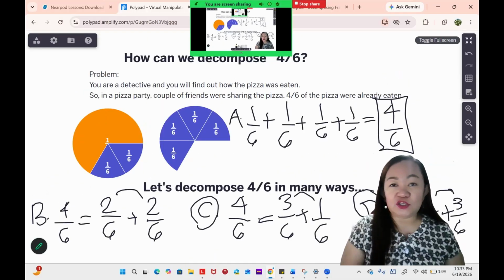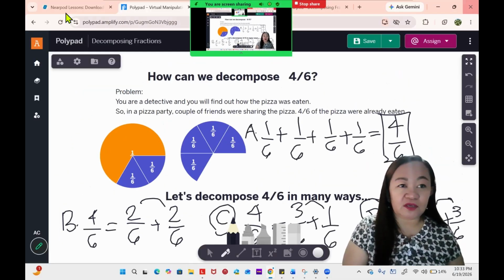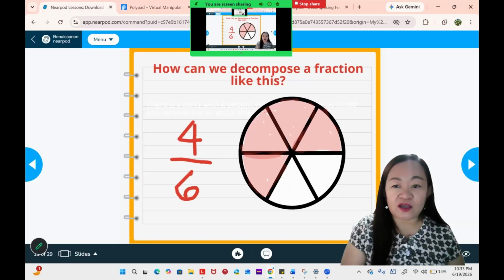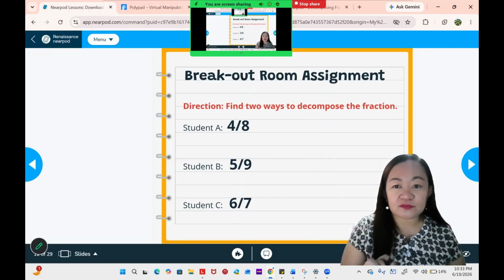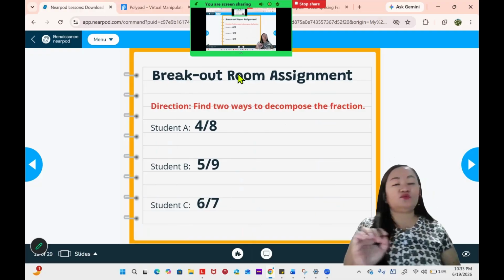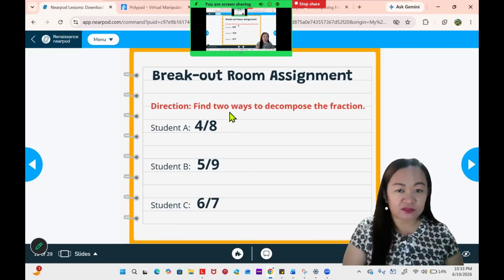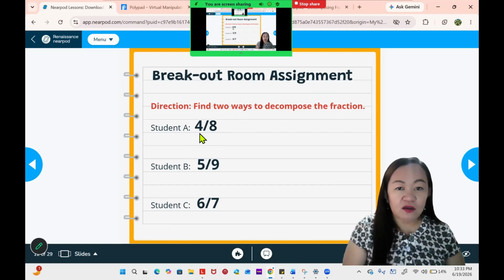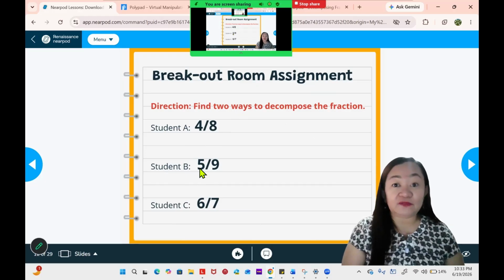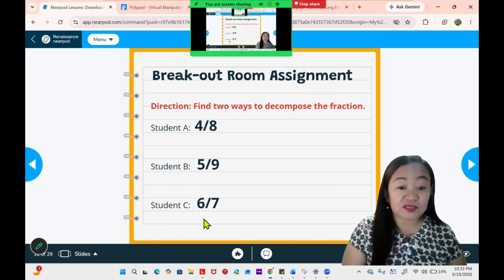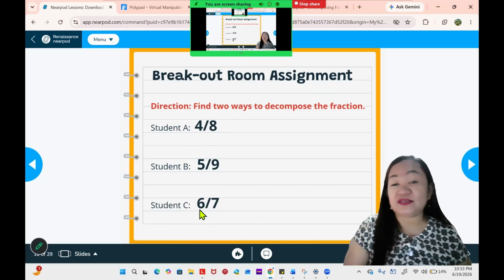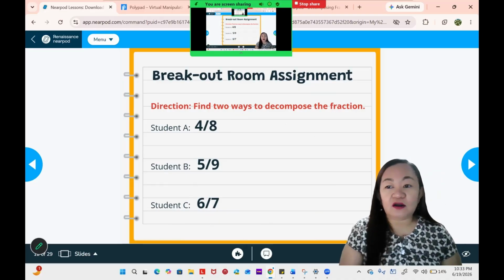Okay, now I'm going to take you to another activity. So let's go back to our Nearpod. In your breakout rooms, you're going to have assignments. You are going to find ways to decompose the fractions. So Student A, you will decompose 4/8. Student B, you will take care of 5/9. And then Student C will join Student D to take care of 6/7.